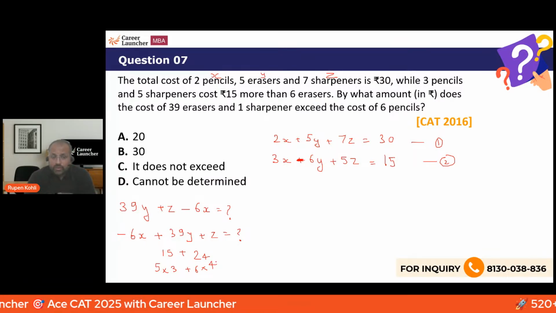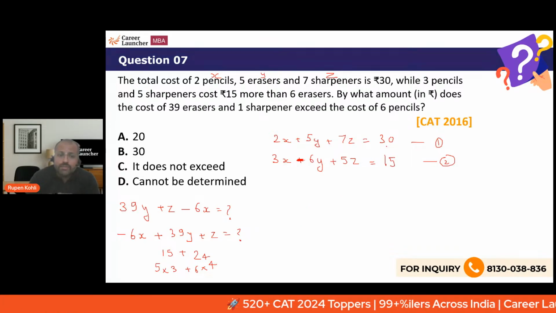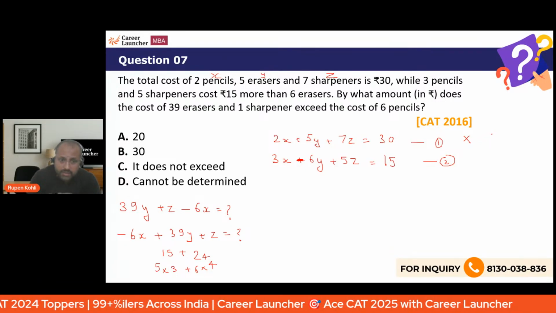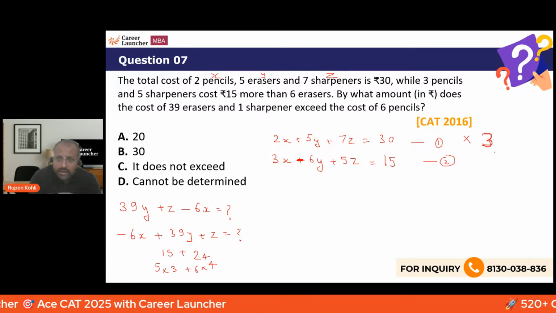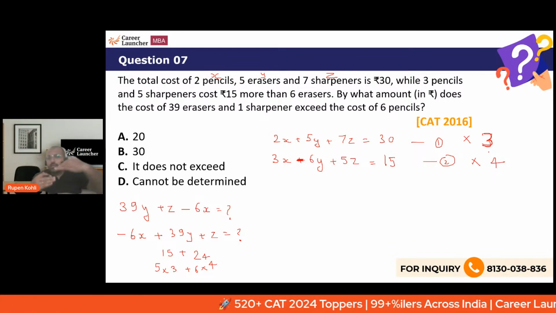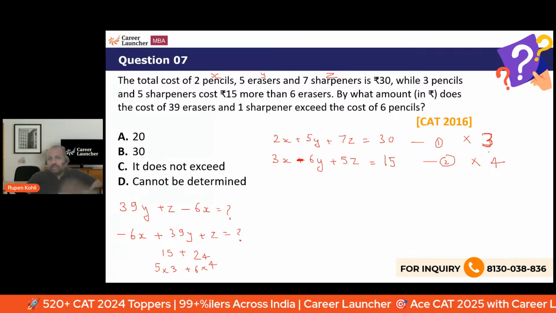Now, I should be able to match these coefficients with the other requirements as well. I not only need 39Y, but I also need 1 of Z and minus 6 of X. I have multiplied the first equation with 3, can I say? Right? 5 into 3, 15. And I have multiplied the second equation with 4, right? 6 into 4, 24. And I have subtracted the two equations, right? 15 minus of minus 24 is 39.